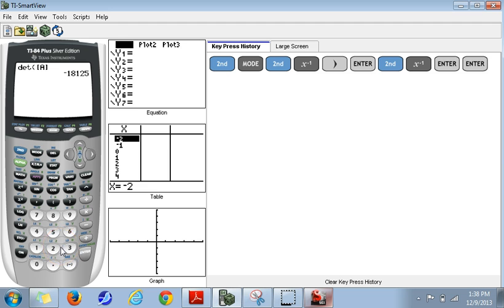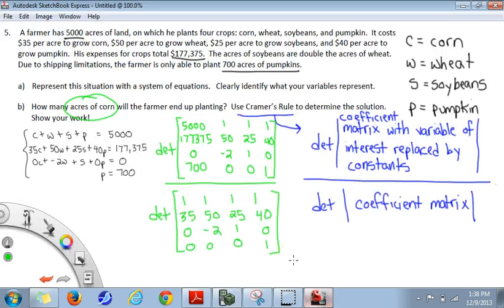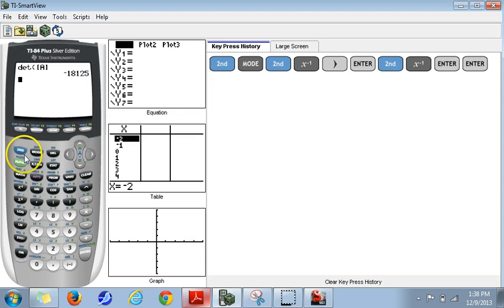So there's my determinant for the numerator. Negative 18,125. That's for my numerator. Now I just need to figure out what goes in the denominator. I could just go back into my calculator and edit the matrix that I put in, replacing just the first column with these numbers, 1, 35, 0, and 0.